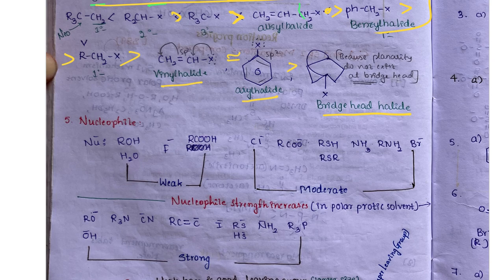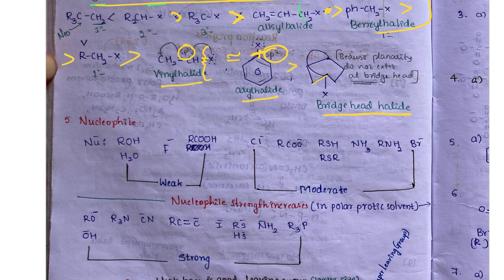The reason: due to partial double bond character here, this bond does not easily break down. Here also, due to partial double bond character, it does not easily break down. Which one is sp2 hybridized? This also is sp2 hybridized. If a halogen is bonded to an sp2 hybridized carbon, it is very least reactive.